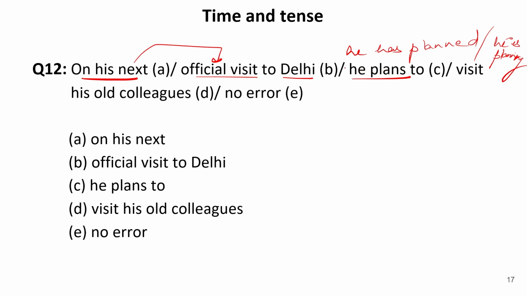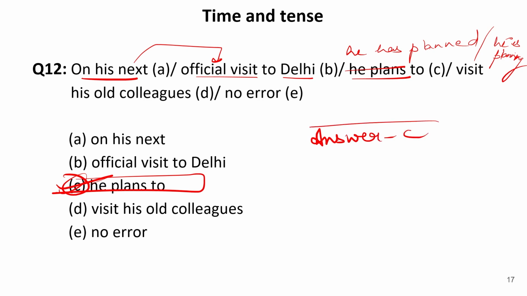So "two" will be there, but not "he plans". This "he plans" should be replaced with either "he has planned" or "he is planning". So our answer is part C, because the C part contains the error. Well, we need not rectify it, so we just have to find out which part contains the error. So our answer is C.